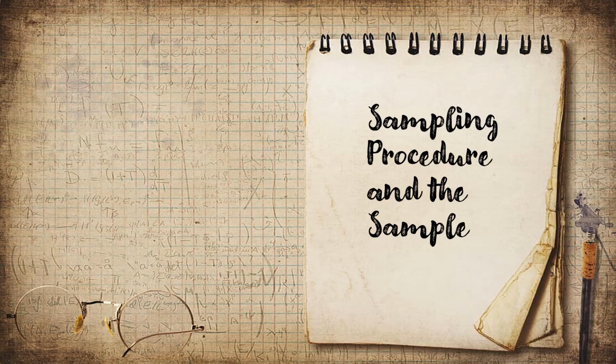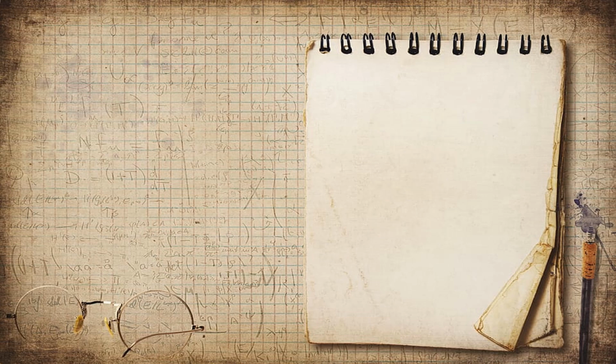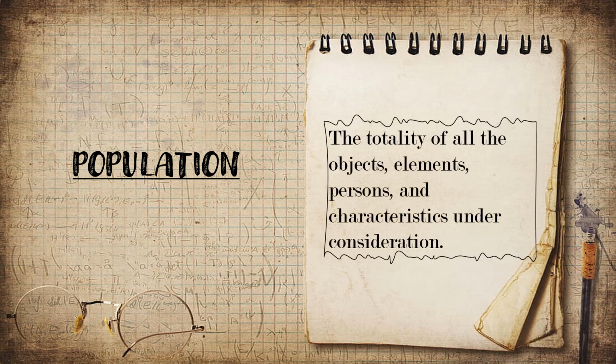Now, we will proceed with the sampling procedure and the sample. When we talk about sampling procedure and sample, we will discuss population. And the definition is, it is the totality of all the objects, elements, persons, and characteristics under consideration.